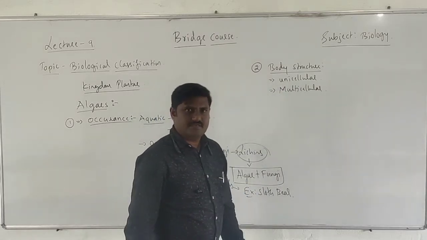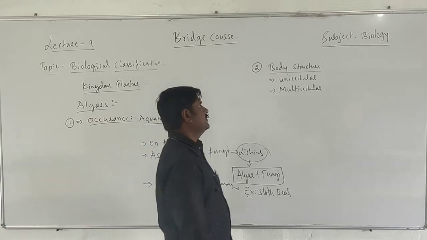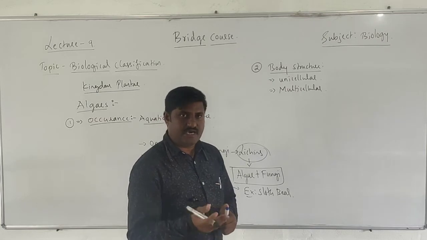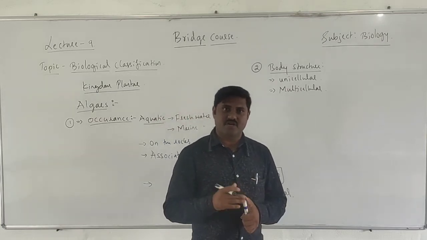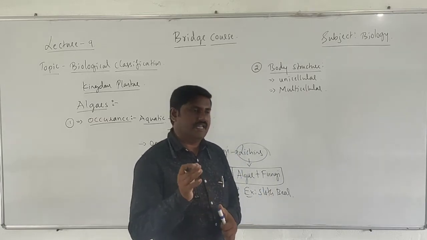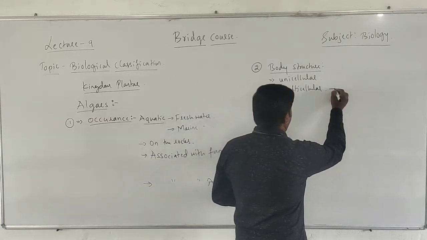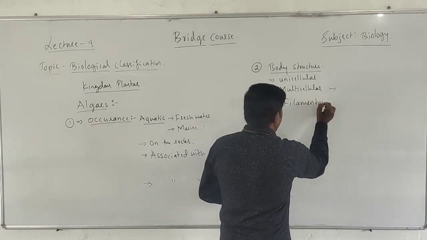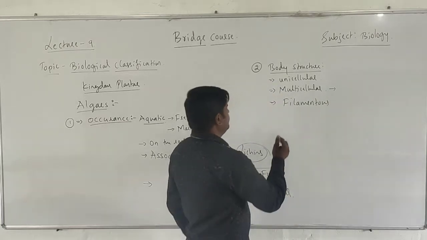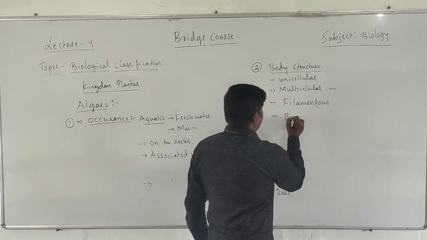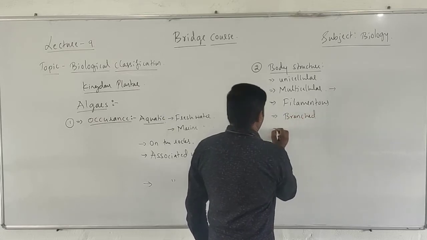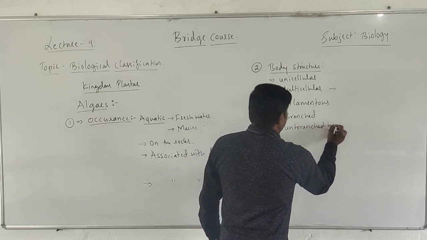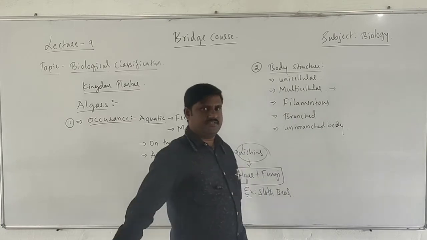Unicellular algae like Chlamydomonas, multicellular algae, plenty of algae that we come across over here. Red algae, green algae, brown algae, different kinds of algae we can see. Multicellular, sometimes the body may be filamentous body we come across. Sometimes the body may be branched or sometimes unbranched body that we come across here.